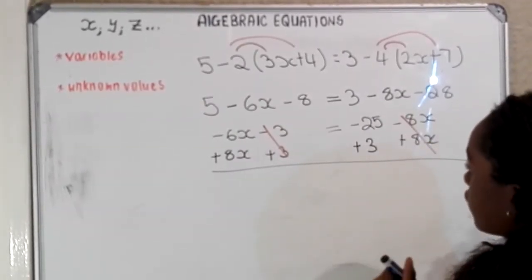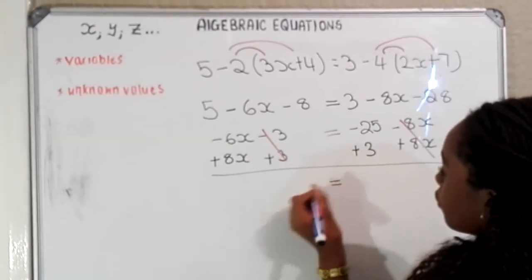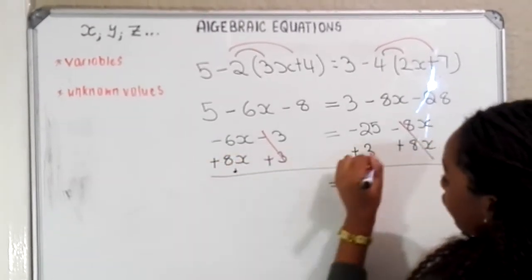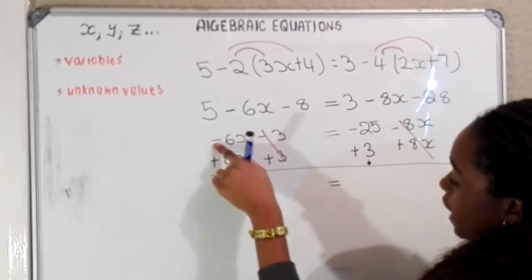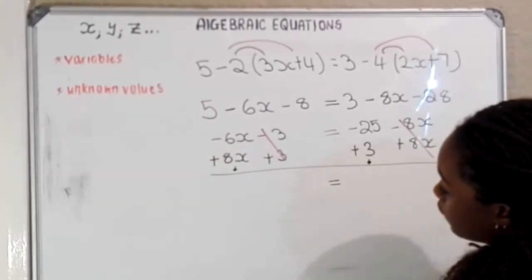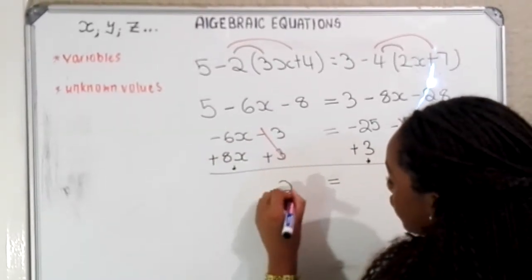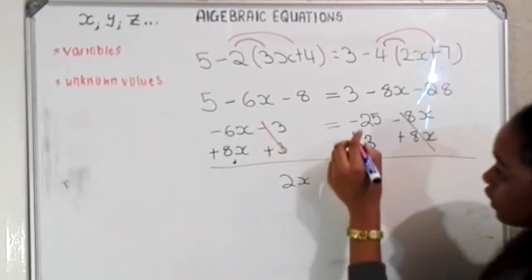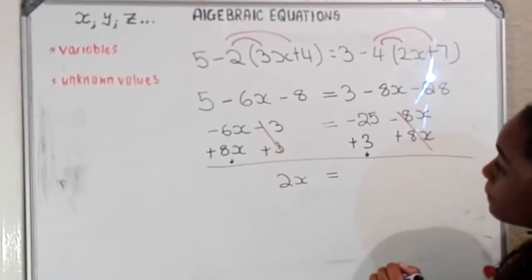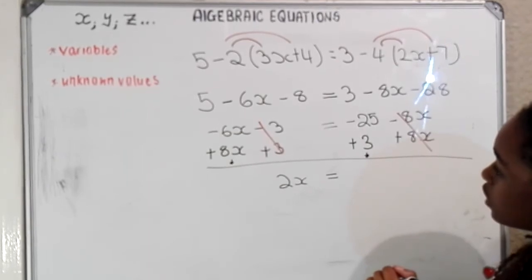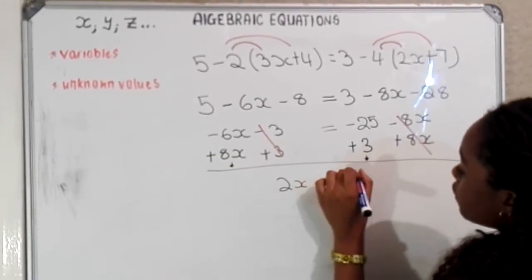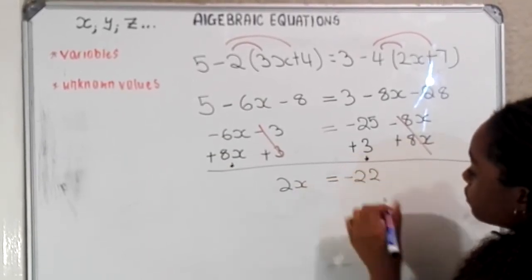So altogether, we'll bring this down and we'll bring this down. Minus 6x plus 8x will give you an answer of 2x, okay? Minus 25 plus 3 will give you an answer of negative 22, okay?